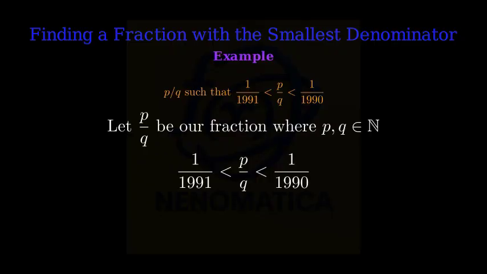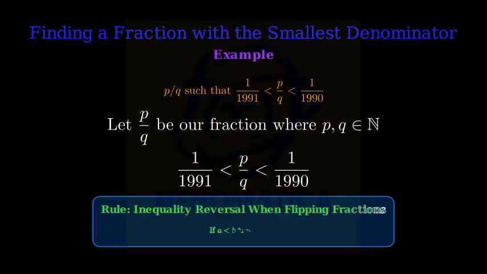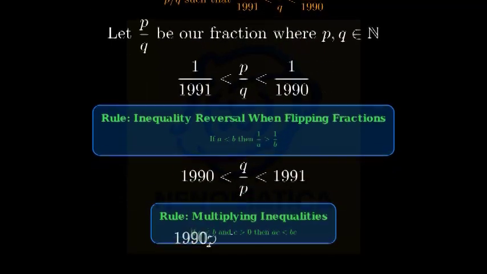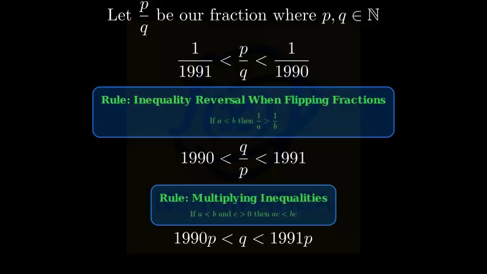Let's manipulate this inequality. If we flip the fractions and reverse the inequality signs, we get 1990 is less than q over p, which is less than 1991. Next, we'll multiply the entire inequality by p. This gives us 1990p is less than q, which is less than 1991p. Since q must be an integer, and it lies between 1990p and 1991p, we need to find the smallest possible value of p such that there is an integer q satisfying our inequality.